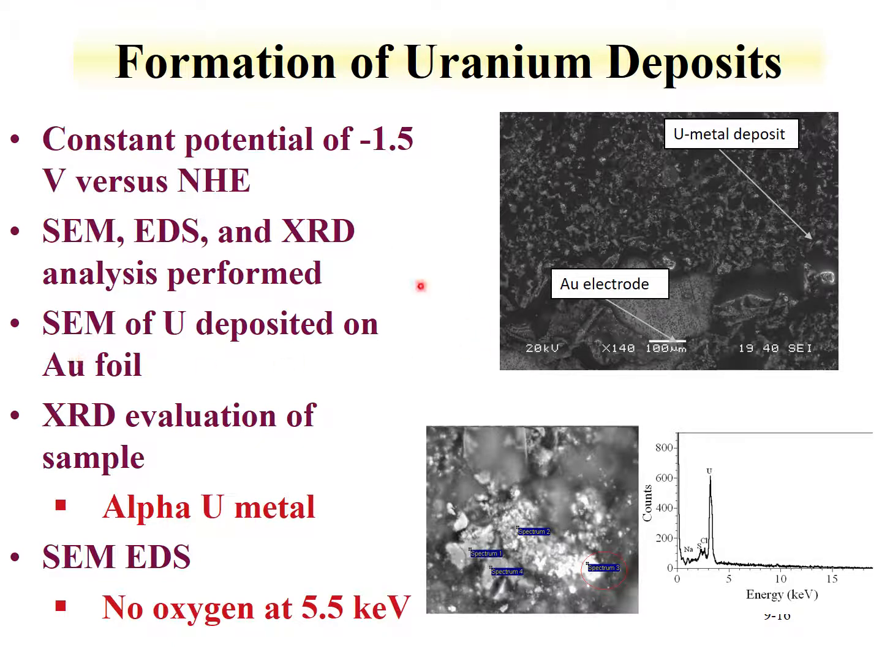The SEM definitely showed the uranium deposition on the foil, and the XRD sample shown also showed that we had alpha phase uranium. That's a relatively low temperature formation of the metal. And the EDS data shows that we did not have any oxygen formed. Now with this system, again, we use uranium-3. Doing this with uranium-6 could be a little bit more difficult because you'll have the yl oxygens present.